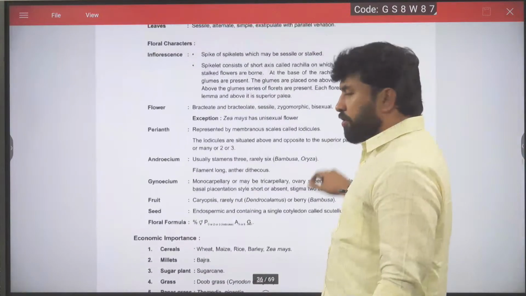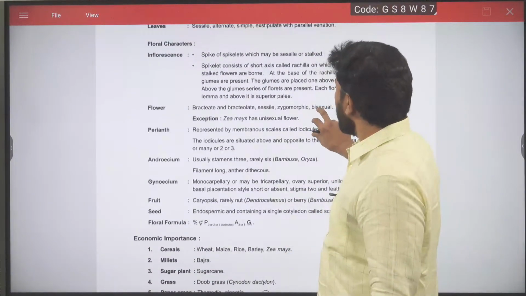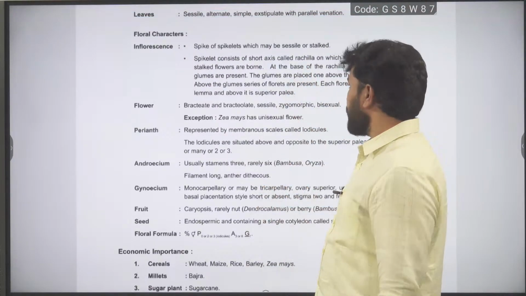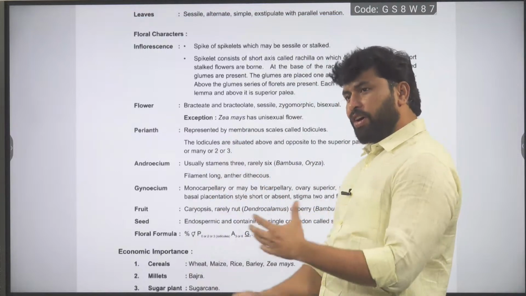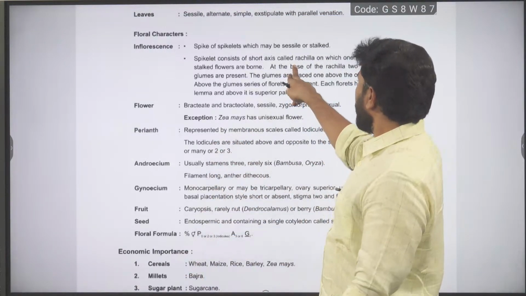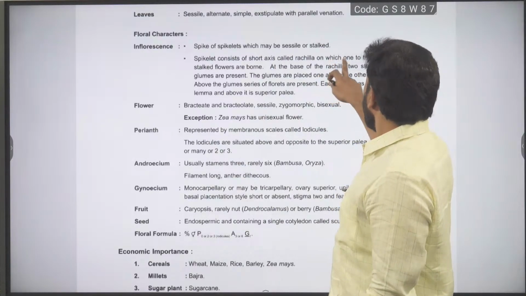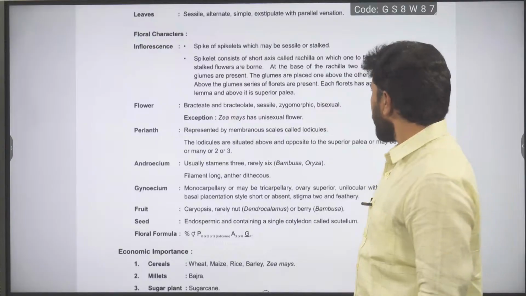Nothing to worry. Even if you forgot some names, nothing will happen. Don't worry about it. Spikelet consists of a short axis called rachilla, the branch. On that there is a flower-producing part, the rachilla, with 1 to 5 sessile flowers. What do you mean by sessile? Flowers do not have a stalk.